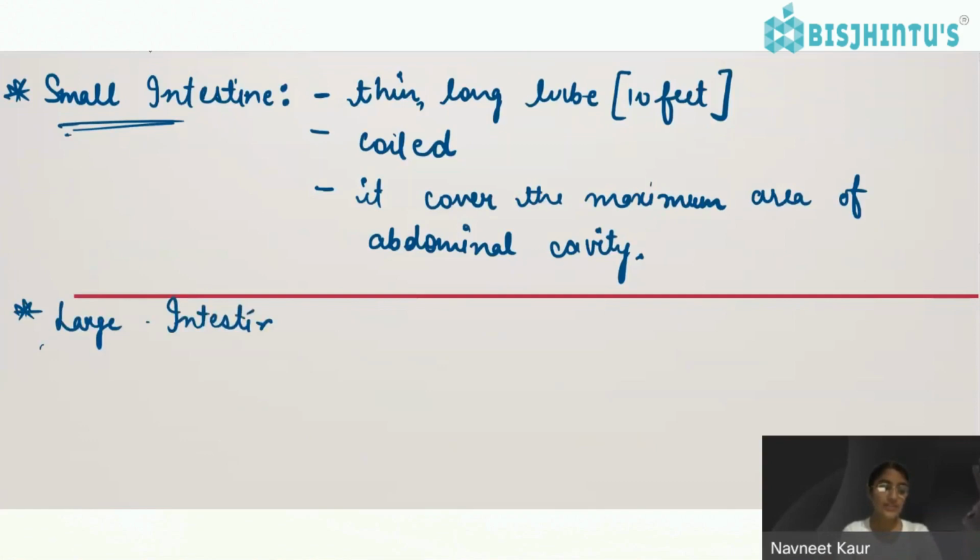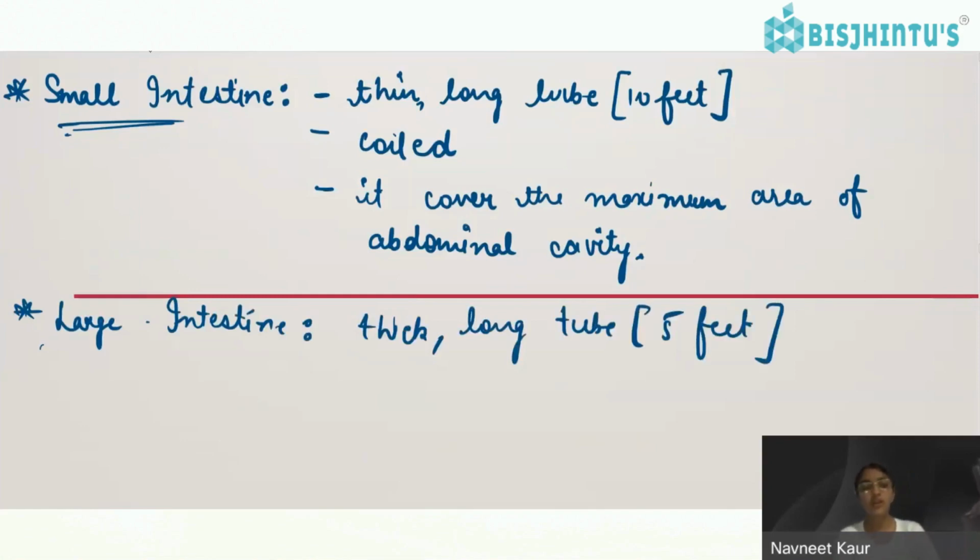तो large intestine में what we have is it is thick and long tube. But इसकी जो length है वो कितनी है? 5 feet. This is not the exact length of the small and large intestine. It is just the approximate, right? With approximation we can say it is just like this. So its function is to absorb water.